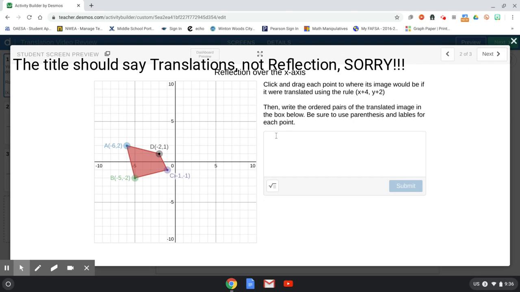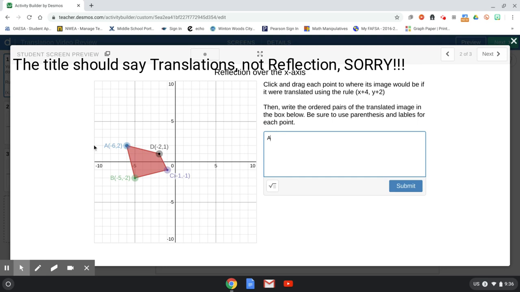Here's my first example. It says, click and drag each point to where its image would be if it were translated using the rule x plus 4, y plus 2. Then write the ordered pairs on the translated image in the box below. Be sure to use parentheses and labels for each point. Again, you don't have to follow this in this order. For me, I'm going to go ahead and just do the ordered pairs first.